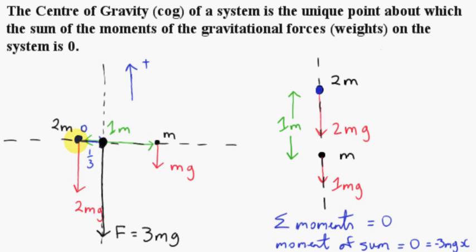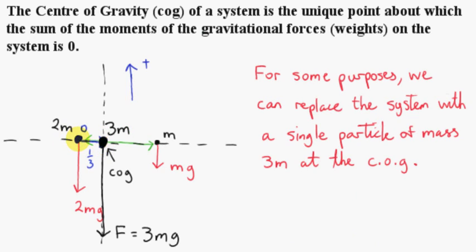So here we are dealing with two particles in a plane. We looked at the system in two different orientations and we got the line of action of the resultant force for both orientations. The center of gravity must be on both lines, so the only way that can happen is if it's on the intersection of the two lines. Now, for some purposes, we can replace our system of two masses by this single particle of mass 3m positioned at the center of gravity. So now our system is greatly simplified. We just have a single particle.